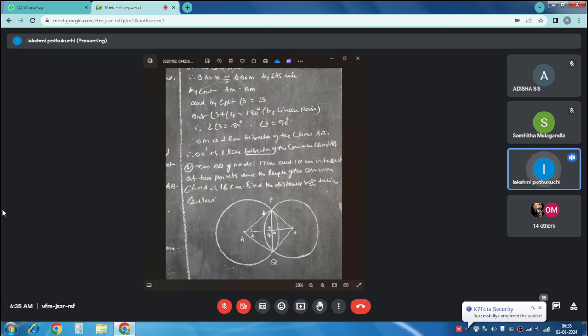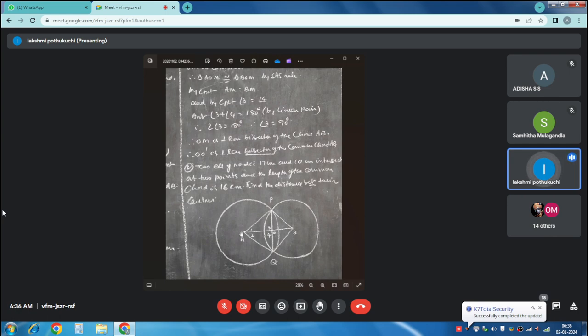Okay, children. Now consider triangles APO and AQO, both the triangles I'm considering. In which AP is equal to AQ. How? Radius of the first circle. Angle 1 is equal to angle 2, proved above. AO is common. Therefore, triangle APO is congruent to triangle AQO by SAS property. Once again, children.